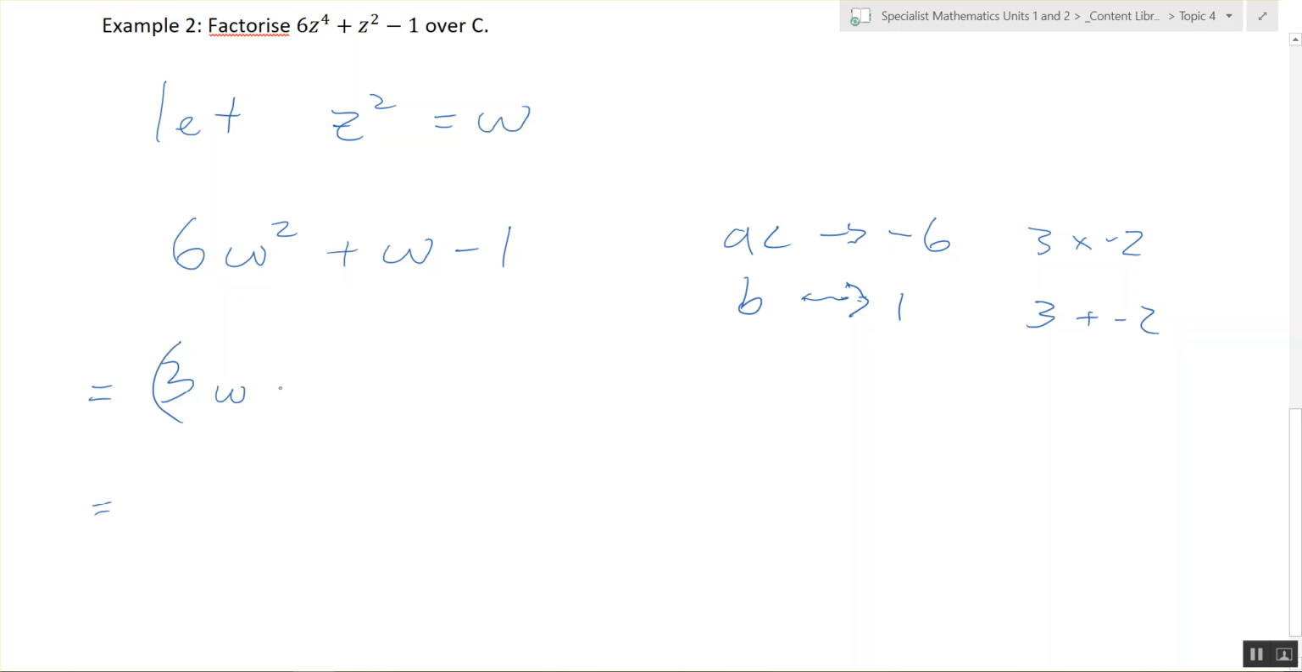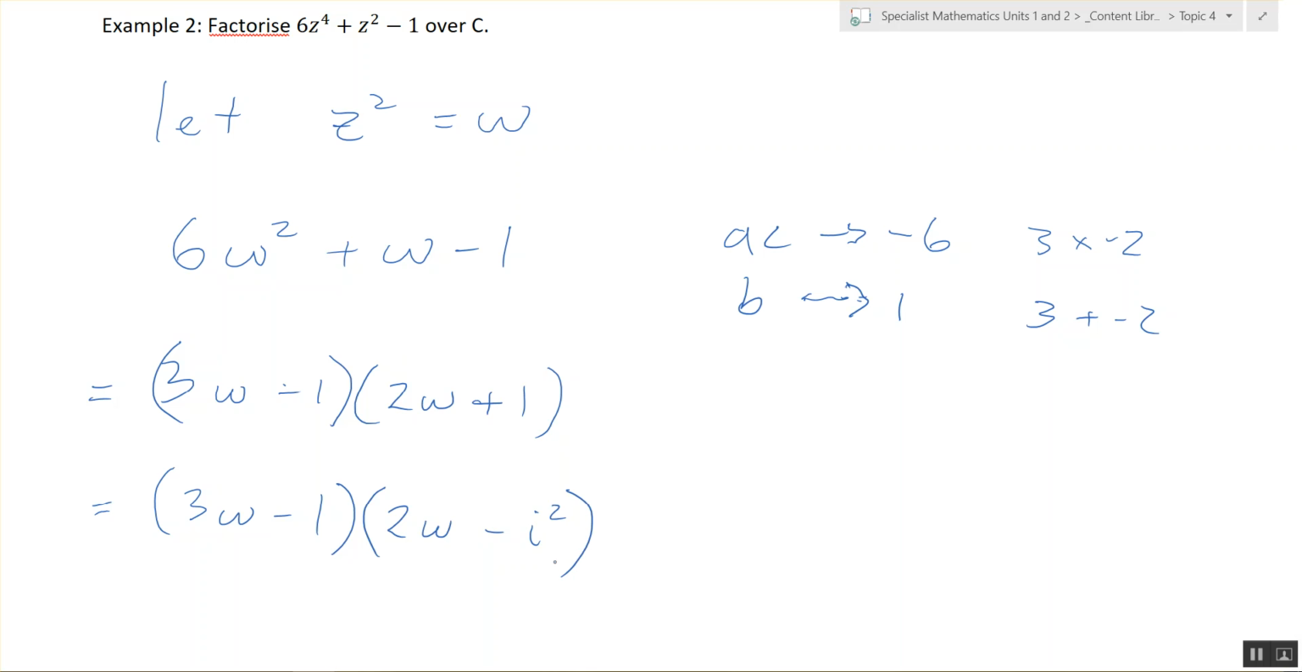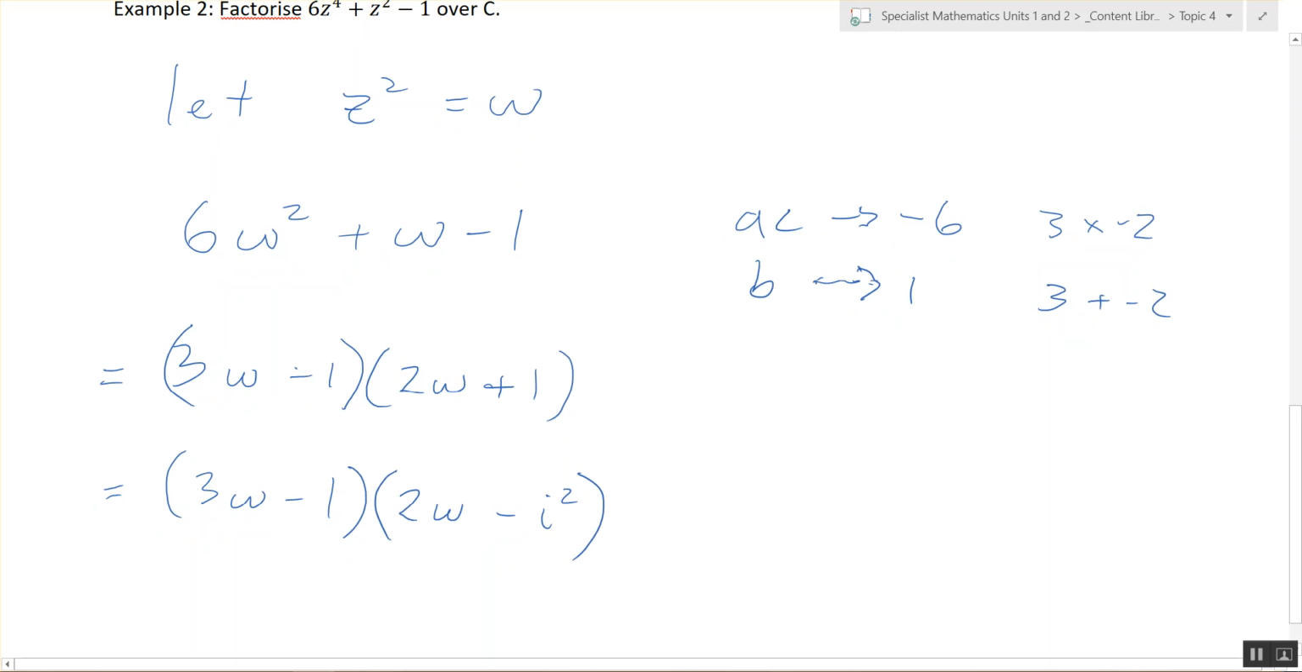So we didn't need to do this over C. You make 2w take 1 i squared. How did we do that? Think about what I'm going to do with the w's next. I'm going to sub back in z squared, and then factor, and the difference of squares needs to have a minus, because I want to get 4 solutions.